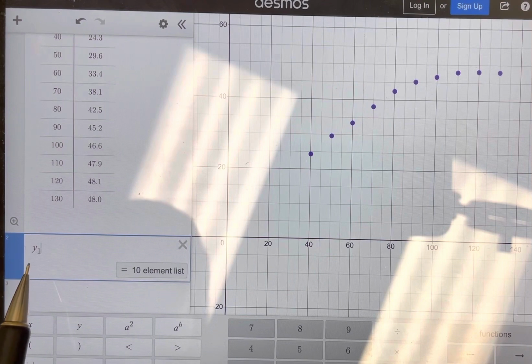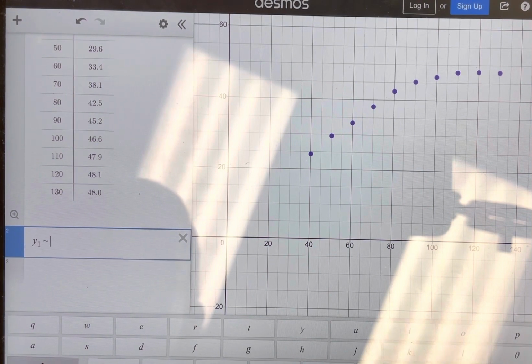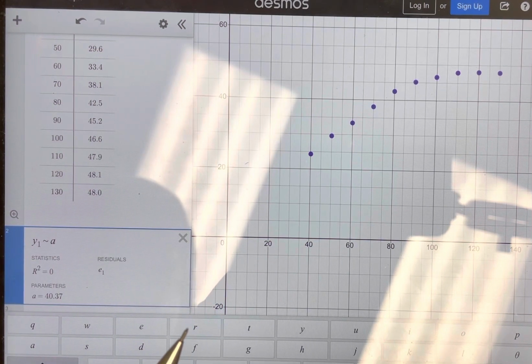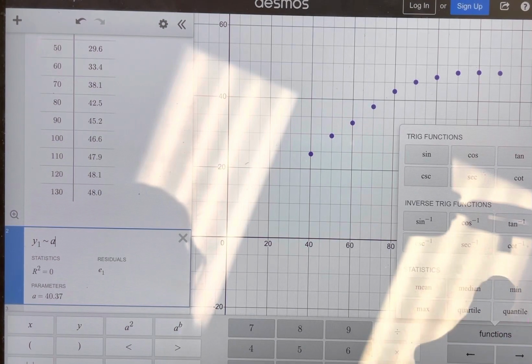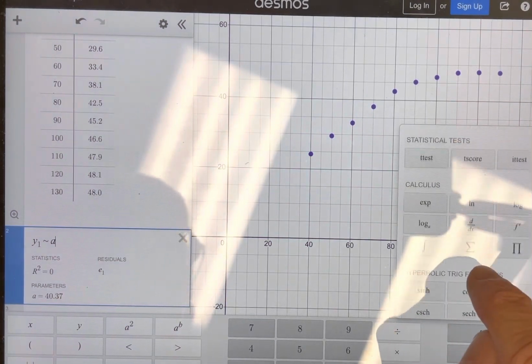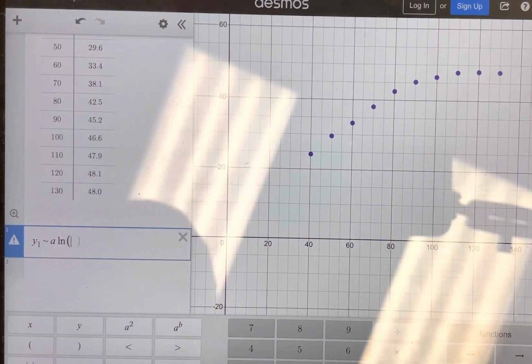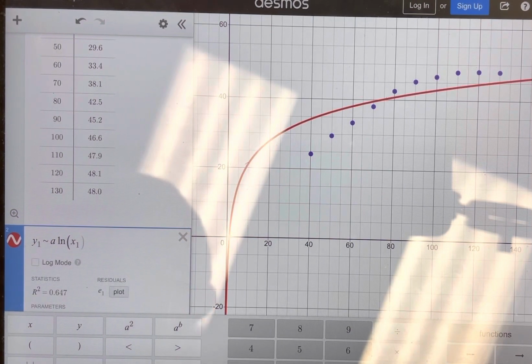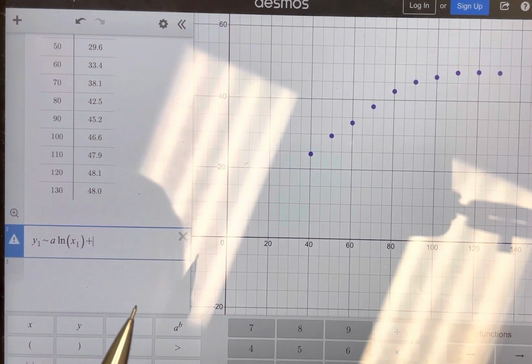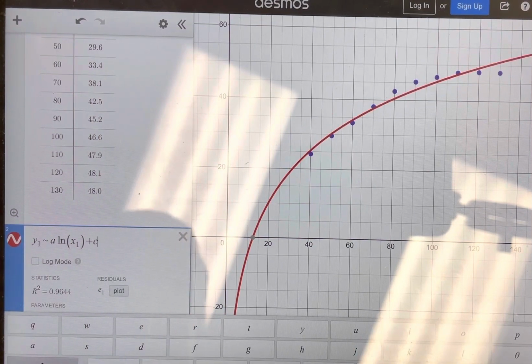So Desmos says where we pull the data from, and it was from y sub 1, tilde. And then you put in the letter A, and then the natural log. Well, the natural log is under the functions. Scroll down till you see the natural log, which is right there. So natural log of x sub 1, because it wants to pull the x data from column x sub 1. Close your parentheses, then we're going to add a c. Okay, add c.